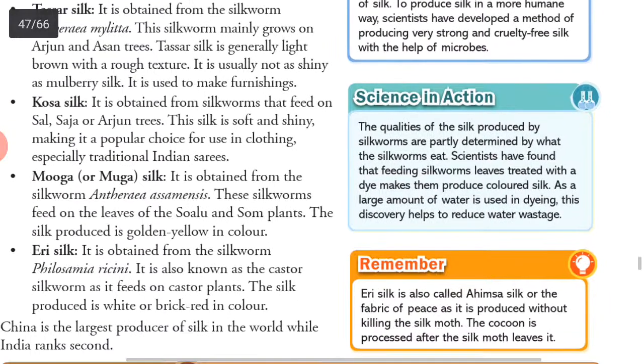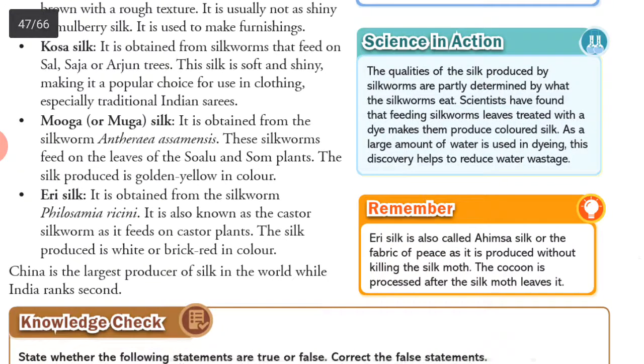Next is eri silk. It is obtained from Philosamia ricini. It is also known as the castor silkworm as it feeds on castor plants. The silk produced is white or brick red in color. China is the largest producer of silk in the world, while India ranks second.